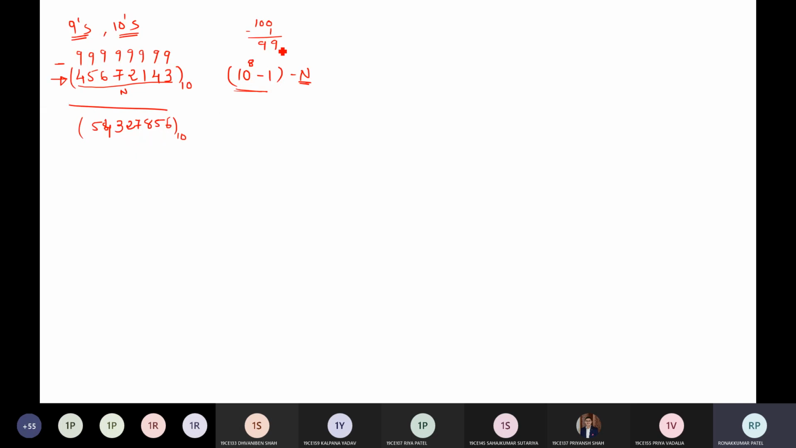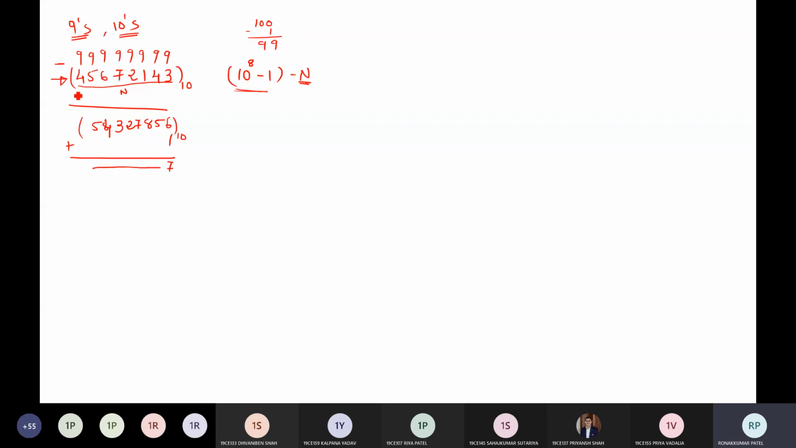If you want to take the 10's complement, then what you need to do? Just add 1 to this. Add 1 at the end. Right? If you add plus 1, then the last digit becomes 7 and the rest will be the same.